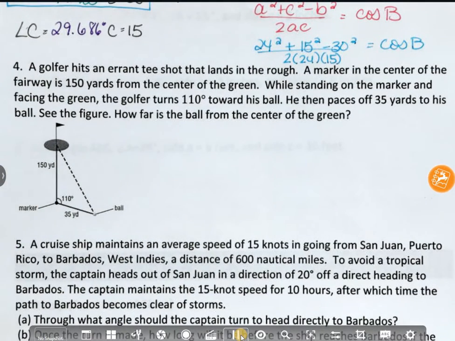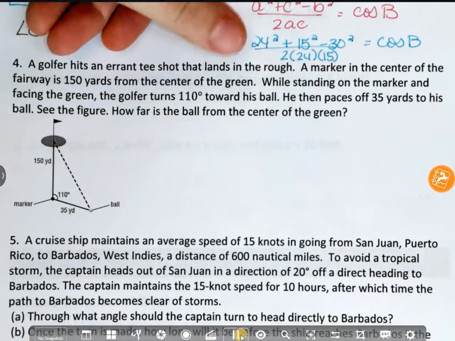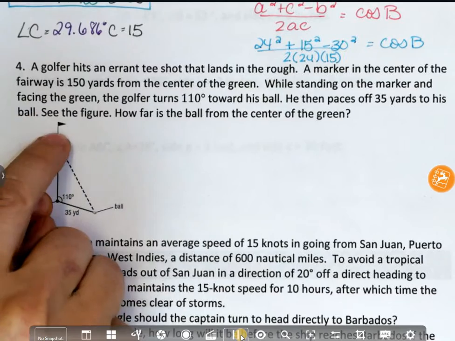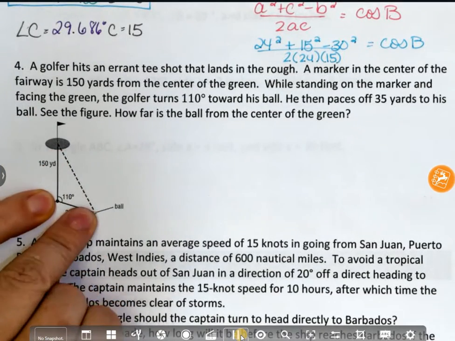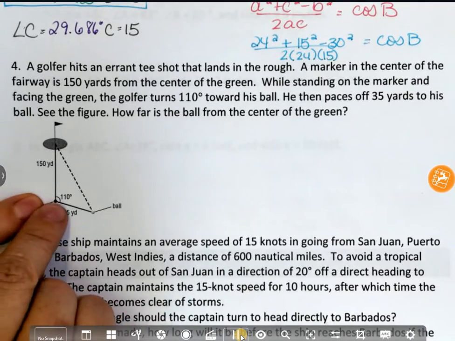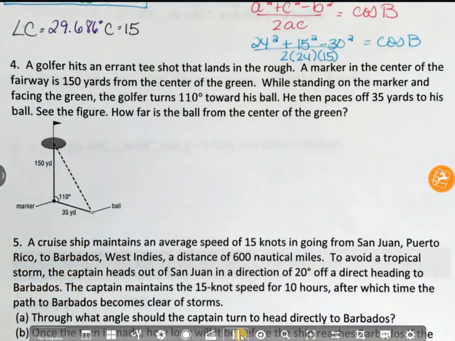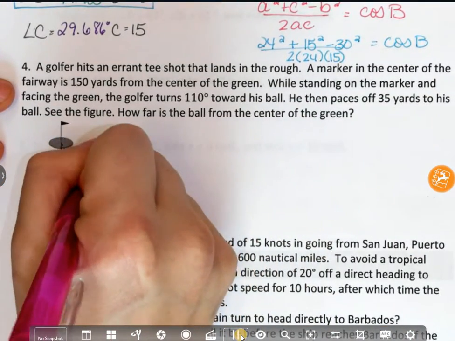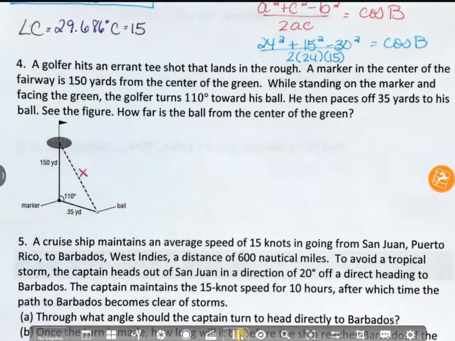Yeah, thank God they gave us a picture because I don't have any idea what they're talking about. I hope that makes you feel better because I'm sitting there going, what? And it says, while standing on the marker and facing, I guess that's the green, it's 110 degrees towards the ball. He then paces off 35 yards to his ball. So yay, picture! Basically, we just want to know how far the ball is from the center of the green. That's what I want.